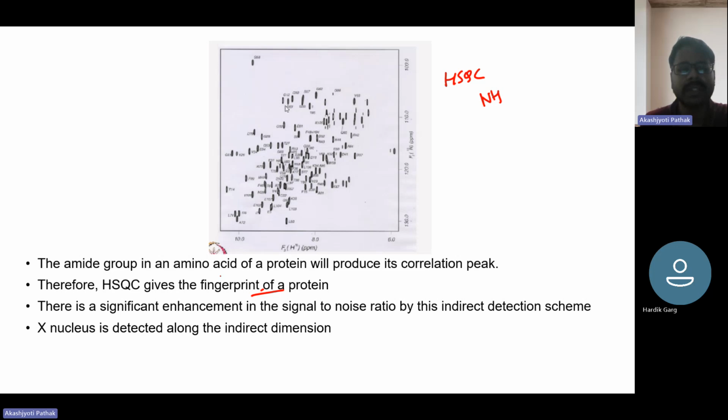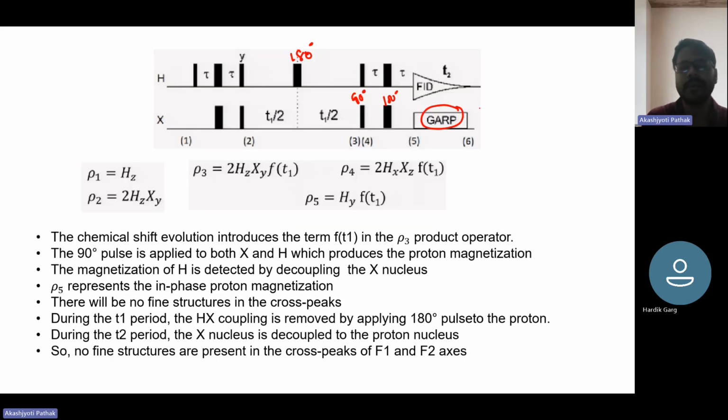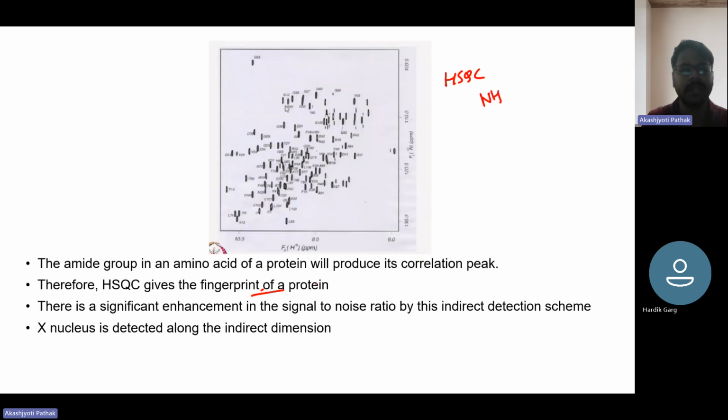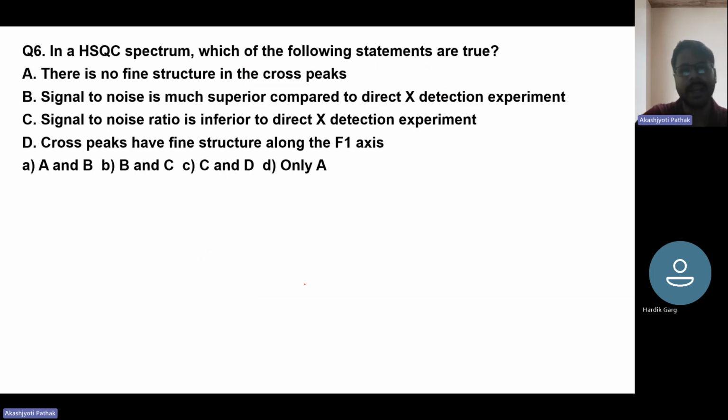So all the amino acids in the protein will give you a particular peak in this spectrum. Also, you see that in this HSQC spectrum there is a significant enhancement in the signal to noise ratio by this indirect detection scheme. Indirect detection means we are detecting the proton in the F2 dimension and the X nuclei in the F1 dimension. That is why there is significant enhancement.